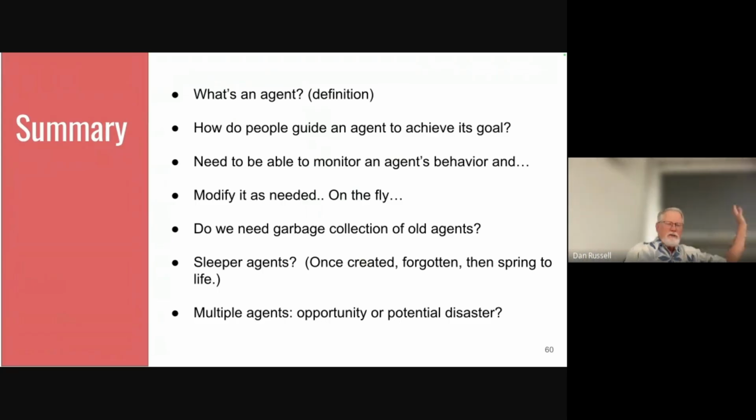So here's my summary for today. We talked about what an agent is, how people guide these things, what you have to do to modify it and monitor it. Do we need, for example, garbage collection of old agents? Imagine a world where I have launched 10,000 agents and then I die. Do they persist? Or are we going to be spending megawatts of power to keep old agents running for dead people? That's a possibility. So I want you to be thinking about this as we go forward into the agent world.